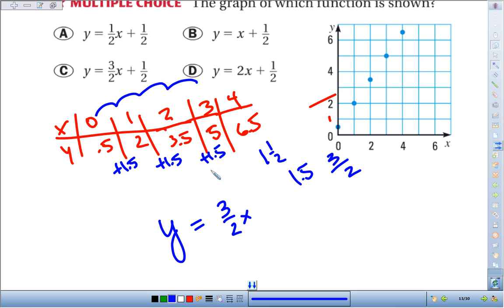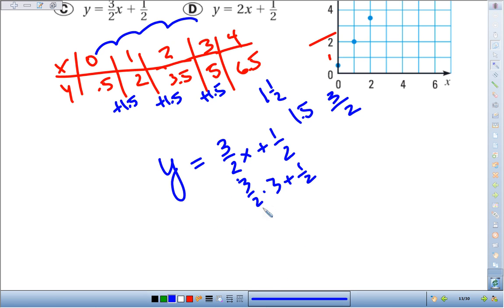And then we're going to have to tweak it, though, because if we throw a 0 in, 3 halves times 0 is not a half. 3 halves times 0 is 0. We'd have to add a half to get a half, so we'll have to add a half. Let's just check one other box to make sure that works. Let's try 3. If we took 3 halves times 3, and then we added a half, let's see what happens.